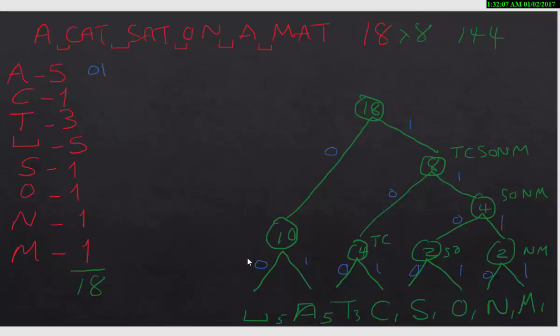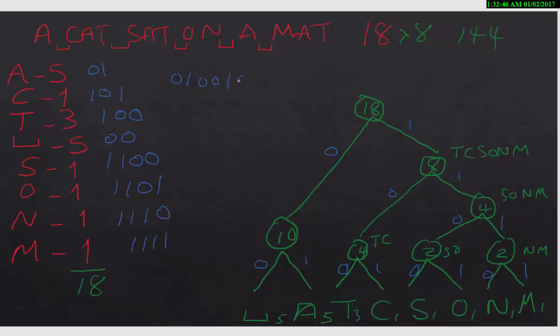A C is going to be 1, 0, 1, 1, 0, 1. A T is going to be 1, 0, 0. The space is 0, 0 in this case. The S is 1, 1, 0, 0. The letter O is 1, 1, 0, 1. The N is 1, 1, 1, 0. And that's it. So a cat sat on a mat is 01 with the space, which is 0, 0.